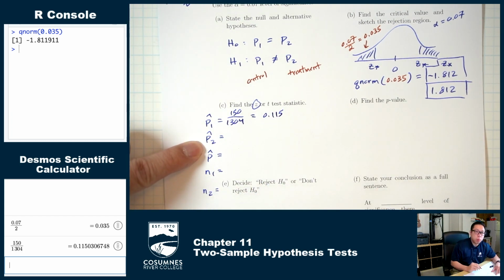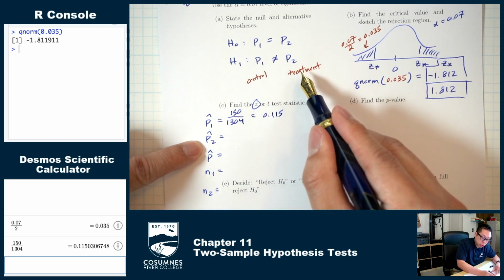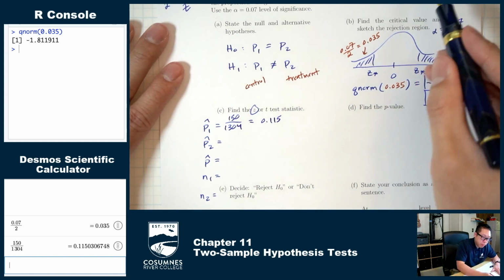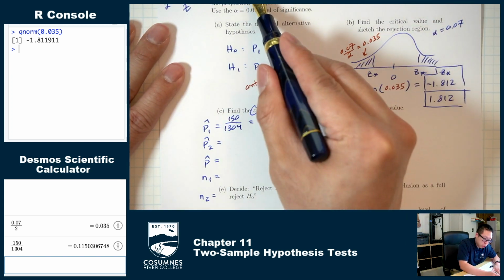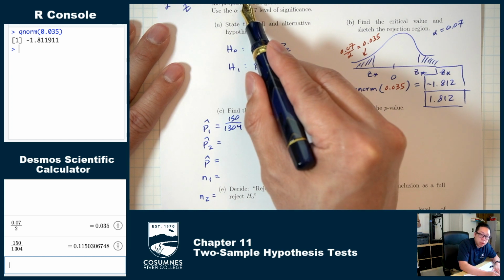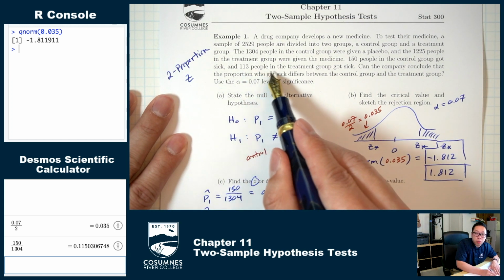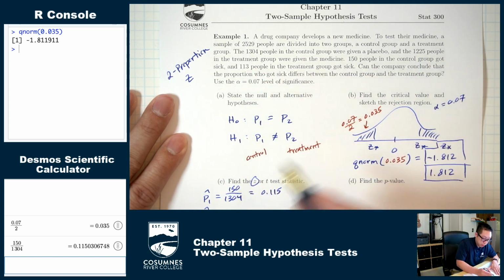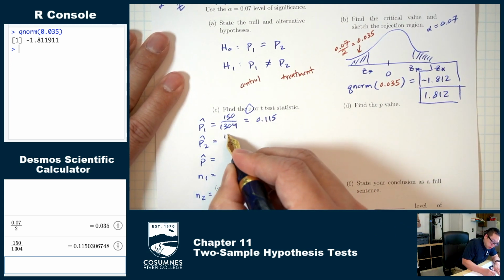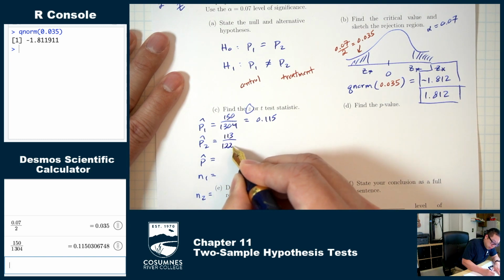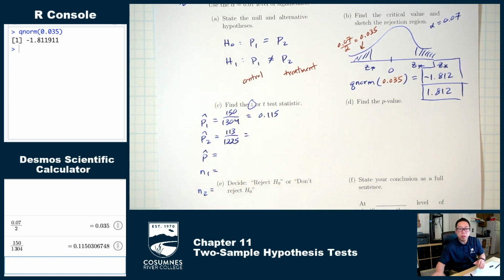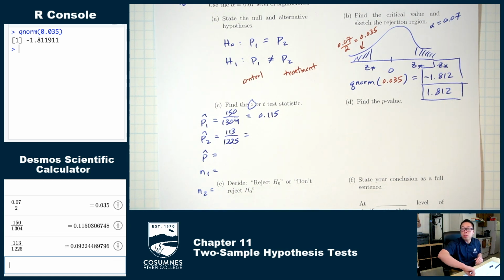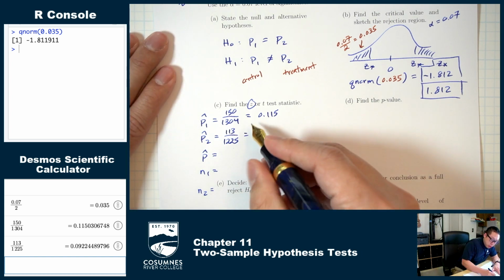P2 hat is the proportion for my second group, which is the treatment group. So how many total in the treatment group and how many people got sick? 1,225 people in the treatment group and 113 people in the treatment group got sick. So it's going to be 113 out of 1,225, which is 0.092. So round these to 3 decimal places.